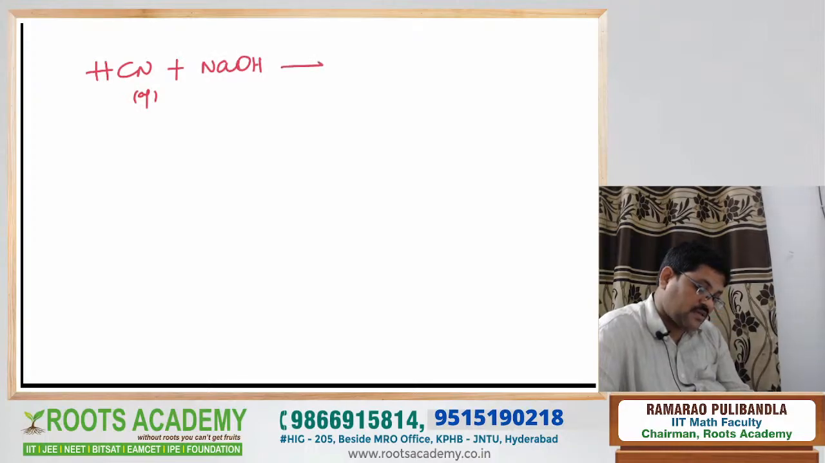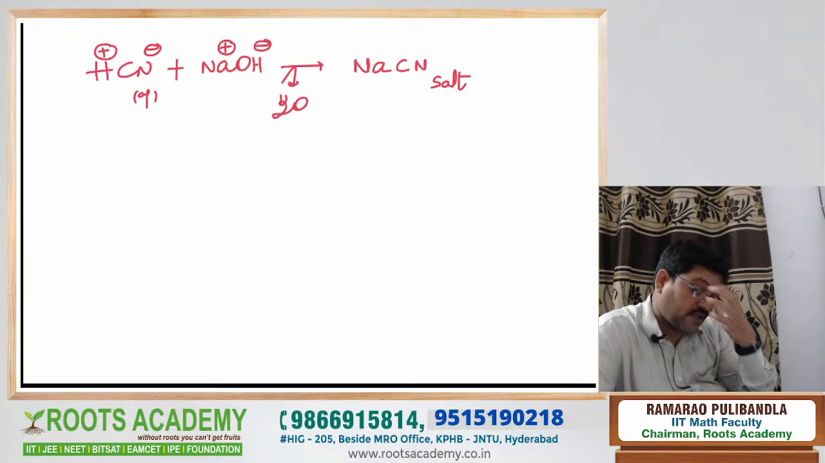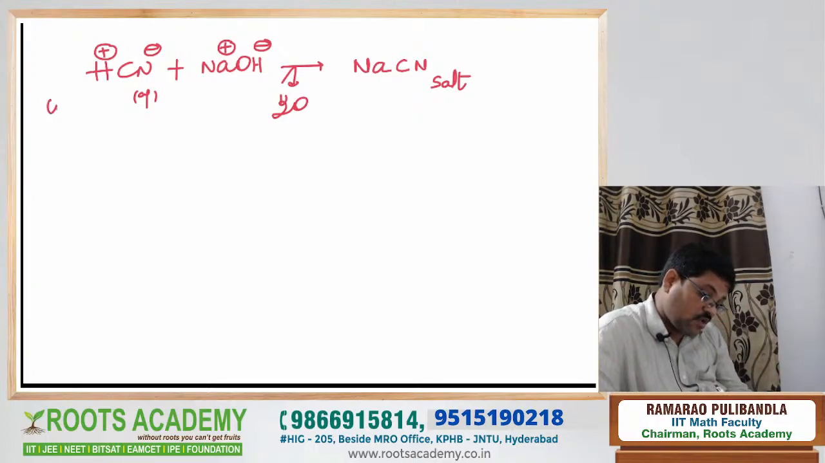Now what happens? So this is H+, Cl-, Na+, OH-. By loss of the water, what is the salt you got? You got the salt NaCN. Now in the salt NaCN, HCN is a what? HCN is a weak acid.